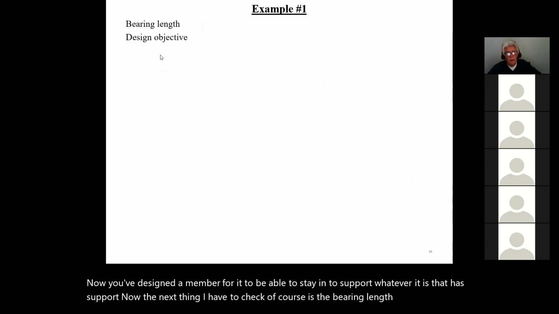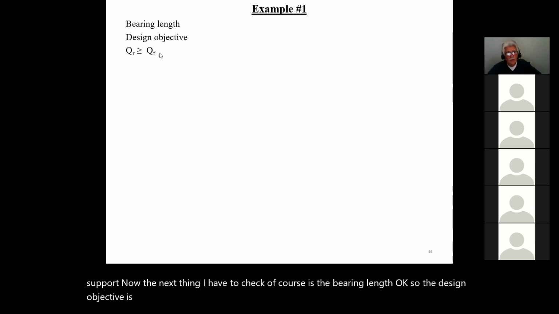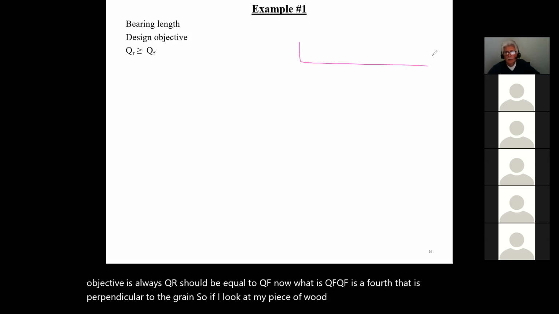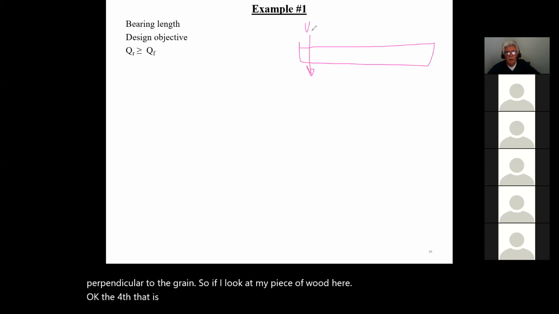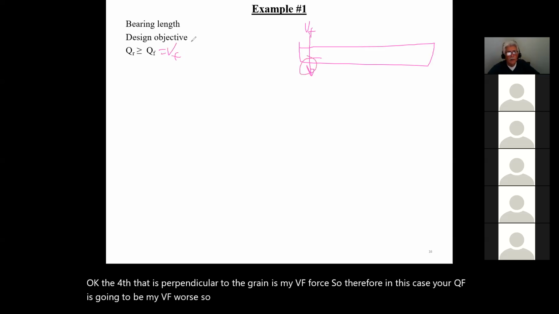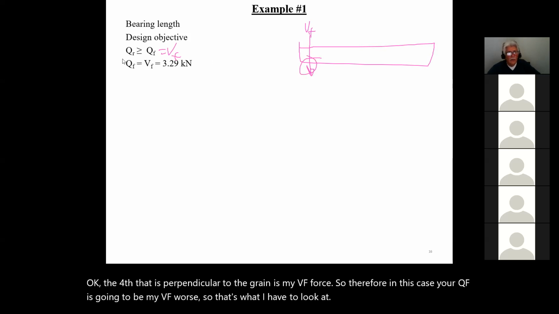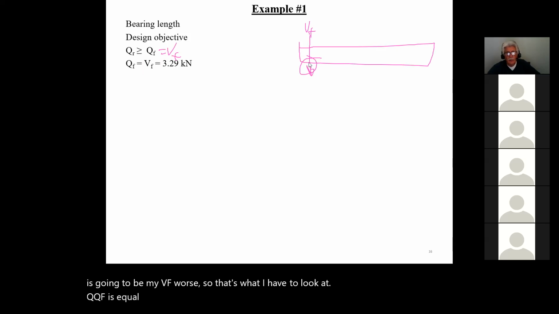So the design objective is always QR should be equal to or greater than QF. Now, what is QF? QF is a force that is perpendicular to the grain. So if I look at my piece of wood here, the force that is perpendicular to the grain is my VF force. So therefore, in this case here, QF is going to be my VF force. So that's what I have to look at. QF is equal to VF because that's the force that's perpendicular to the grain. So I have to design for this force here.